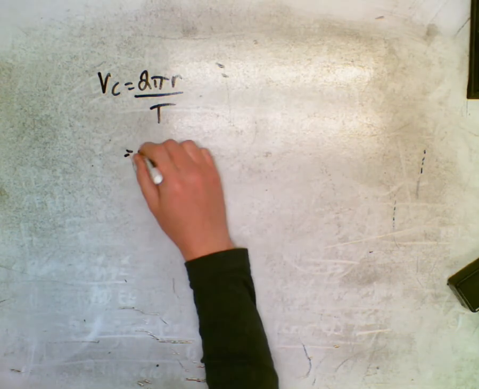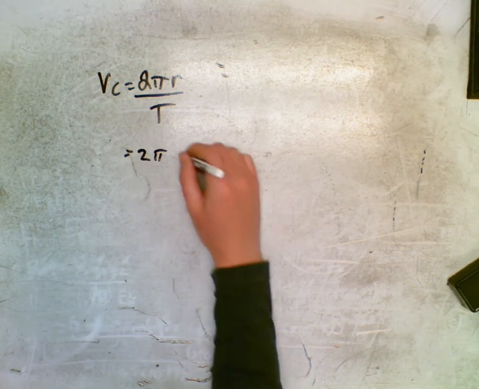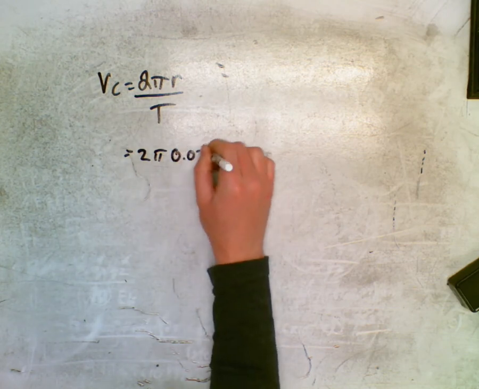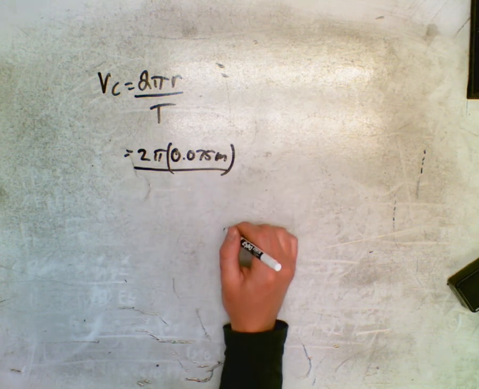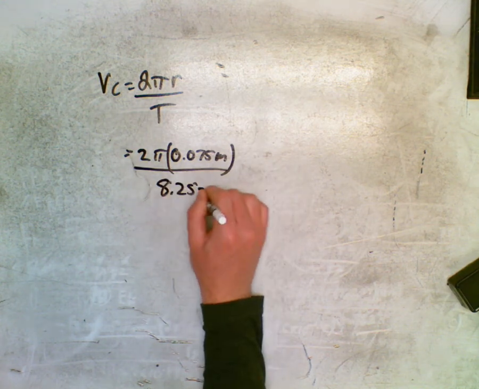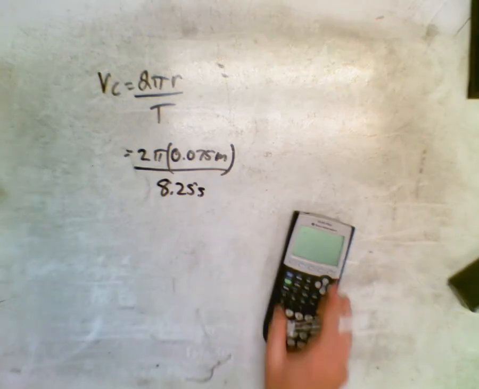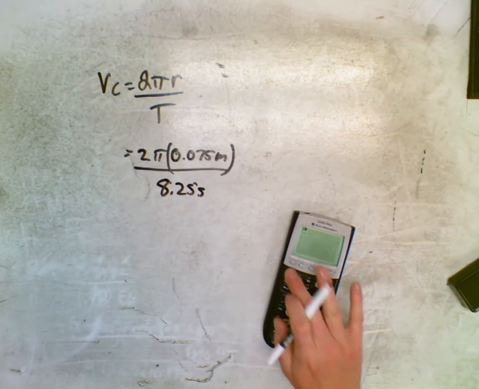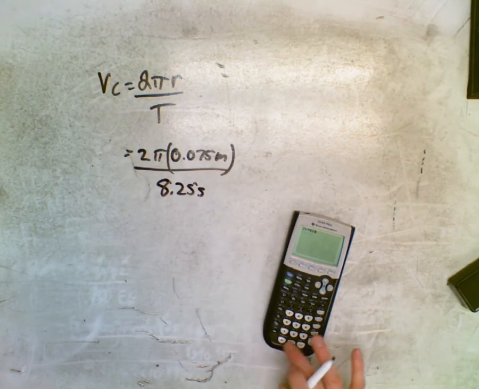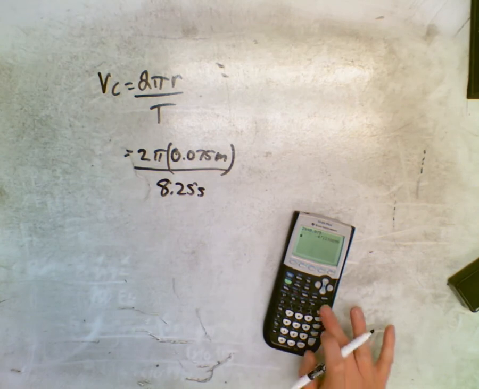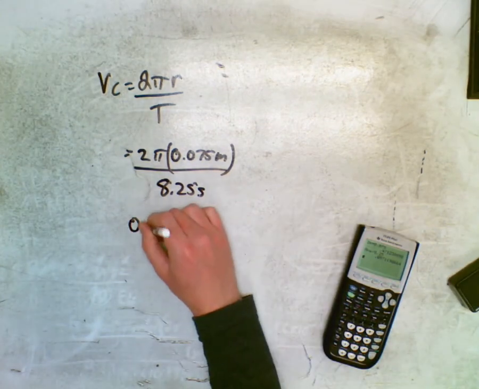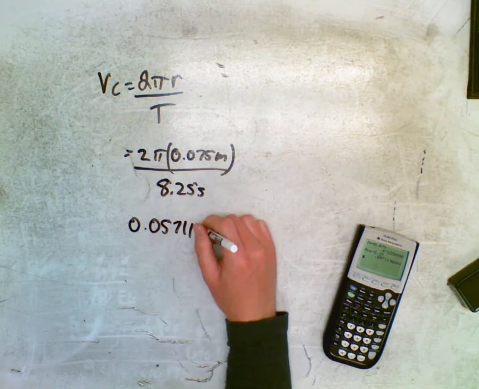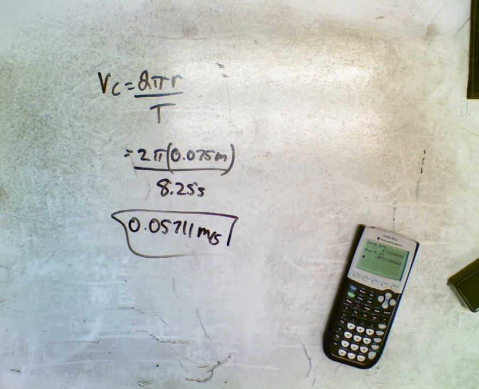So it says that the radius is 7.5 centimeters. It needs to be in meters, so you got to do that. And then the period is 8.25 seconds. Nothing is squared, so you plug in 2 pi times 0.075 divided by 8.25, and you get 0.05711. That's a speed, so meters per second. So that's our answer.